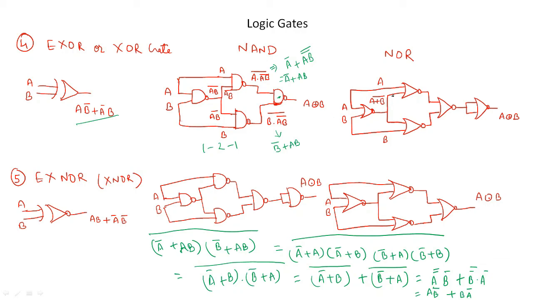Now similarly, you can find the output as A B bar plus A bar B from the 5 NOR gates. This is your homework. Here you have to find the output for these 5 NOR gates as equal to A exclusive OR B. Now similarly, in the fifth case, the exclusive NOR gate. In case of the exclusive NOR gate, you know that your output is equal to AB plus A bar B bar.